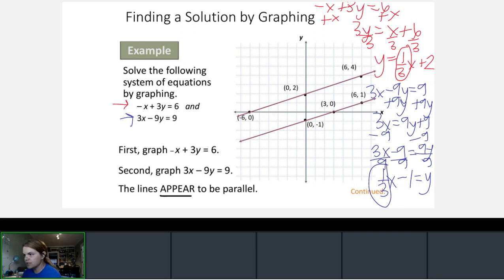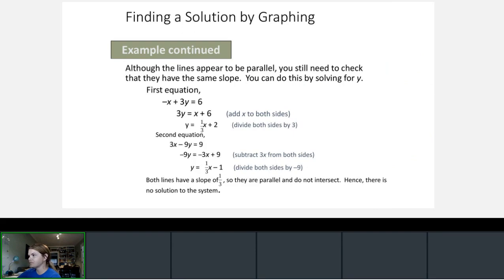So because I have the same slope for the top and bottom equation, that means my solution is going to be that there is no solution. These are parallel lines, and parallel means we're never going to intersect. So this would be no solution. Okay, so here's that work if you want to see it written out or with some words on there for you.